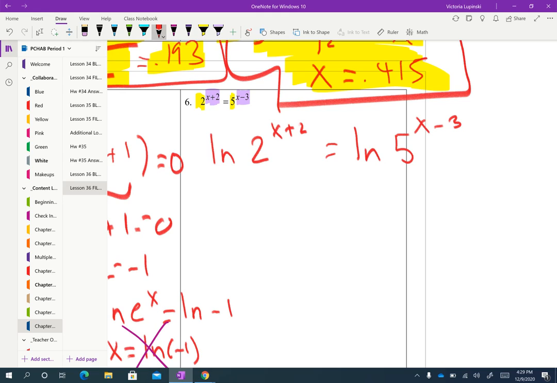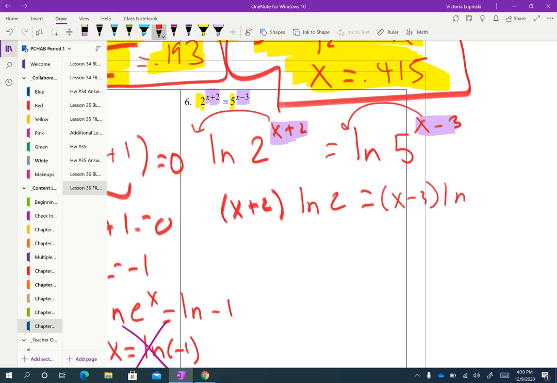And so now we're going to go back and use those log properties from the last lesson. The log property says that if there's an ln, you can take anything that's up in the exponent and you can actually move it down to the front. So my next step here is going to be bring down the x plus 2 times the ln of 2. And then on the right side, bring down the x minus 3 times the ln of 5.